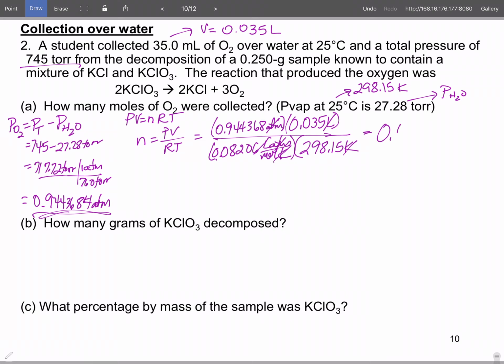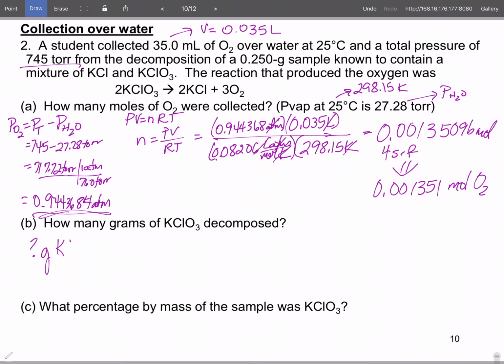So we end up with 0.0013596 moles. We're going to report in 4 significant figures. So we produce 0.001360 moles of oxygen. Okay, so then that brings us to B. How many grams of potassium chlorate decompose? So we're looking for grams of potassium chlorate. So that means we're going to start with what we're given, which is our moles.